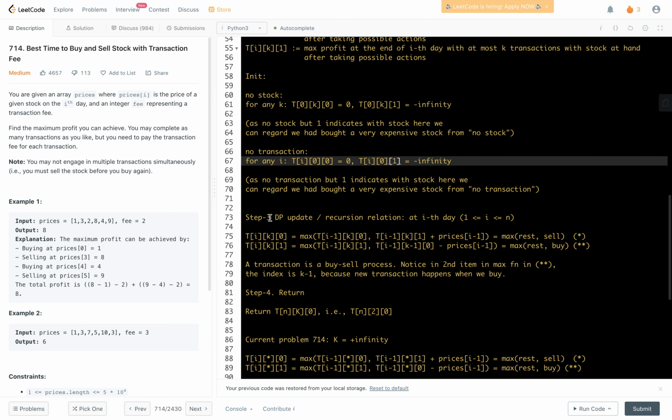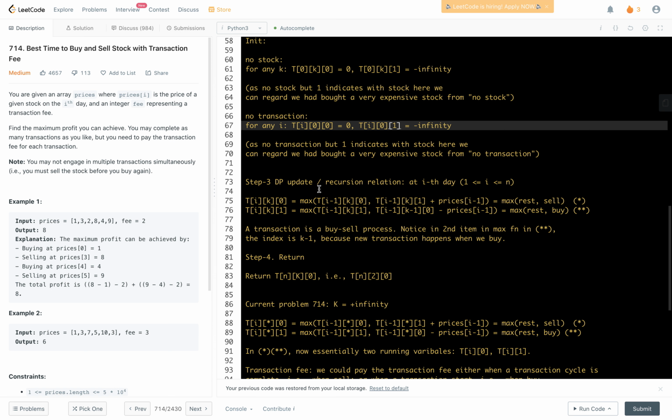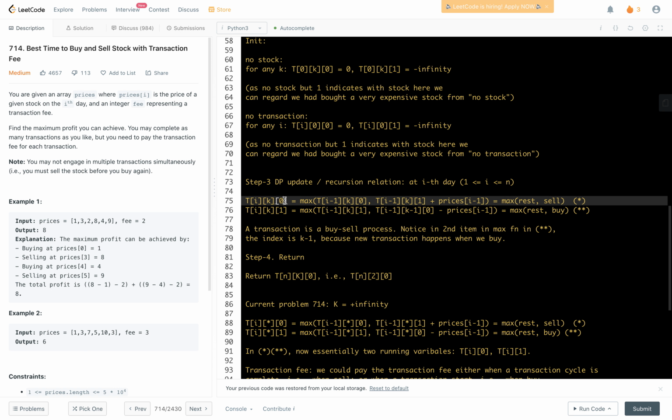So the interpretation of the DP table elements and the initialization. If we have digested or grasped the meaning of TIK0 and TIK1, the DP update is not that hard, or in some sense straightforward. So let's look at the update rule. Here for I state, again I starts from 1 and ends at n, because we use 1 indexing for the ease of initialization. So let's first look at equation star.